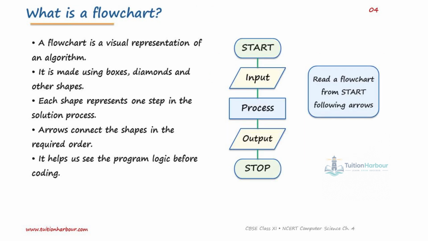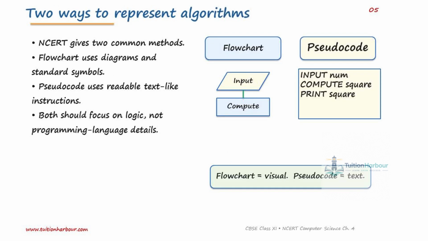A flowchart is a visual representation of an algorithm. It uses shapes connected by arrows. Each shape shows one step. Algorithms can be represented using flowcharts or pseudocode. A flowchart is visual. Pseudocode is written in readable text.